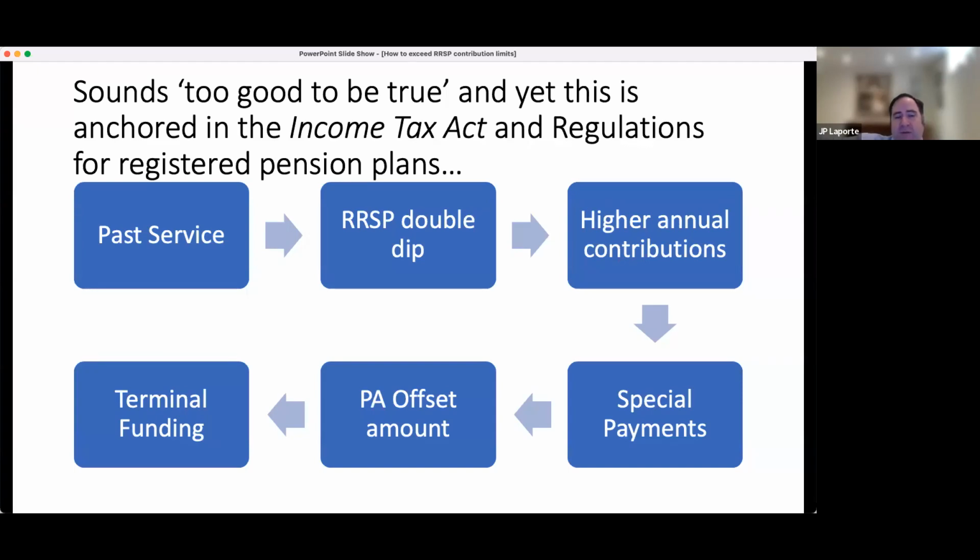So how do we get all these extra dollars to work for us? Well, here's sort of a path that you can follow sequentially. So the first one, we'll break down each aspect. I'm not going to spend a lot of time on this slide, but just quickly, we can do a past service buyback. We can do an RRSP double dip. We can put more money each year than under the RRSP. We can do special payments in certain circumstances. We're allowed to do a small PA offset amount. And then at the tail end, when we want to retire early, we can do a massive terminal funding contribution. So don't get spooked by the terminology. We're going to break it down slide by slide. Next slide.